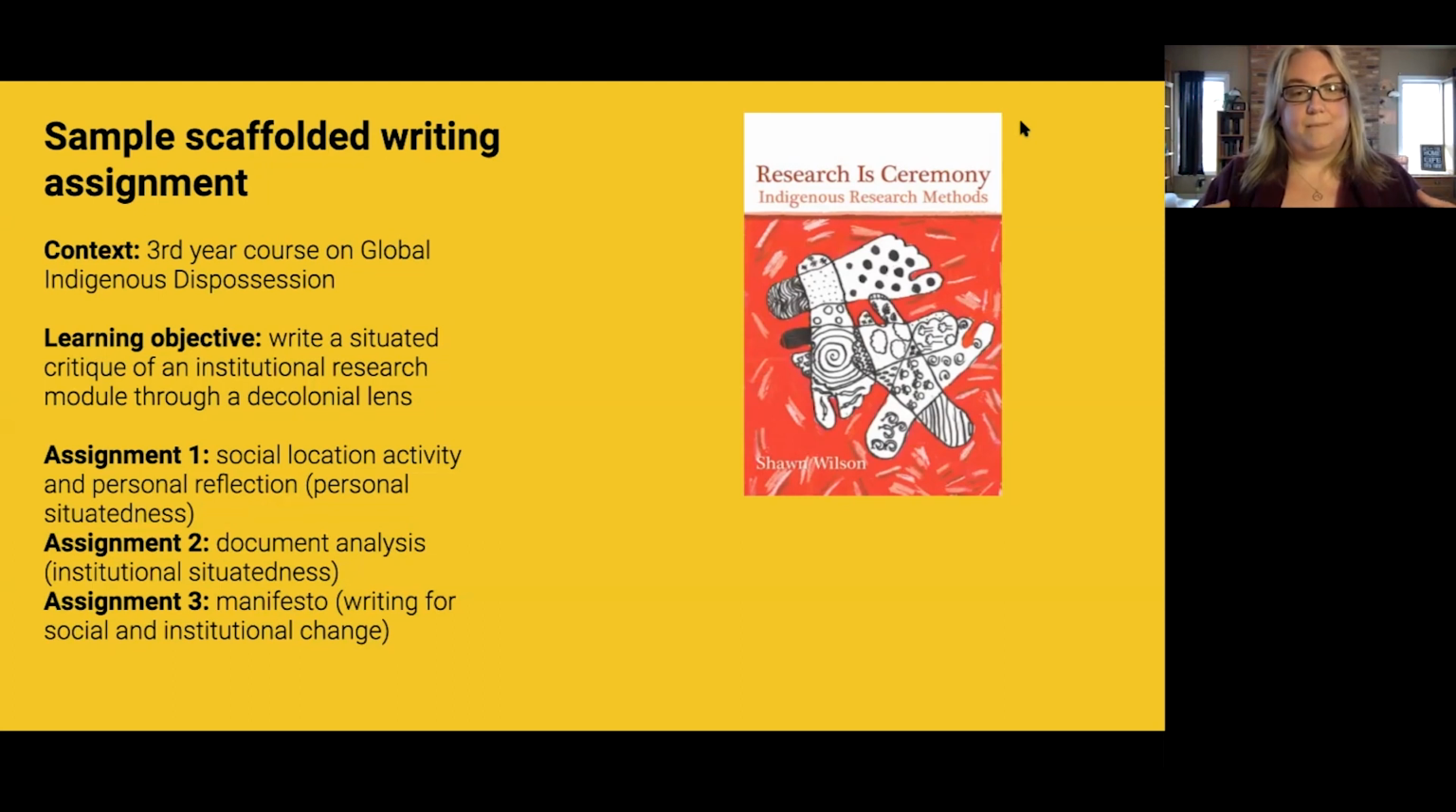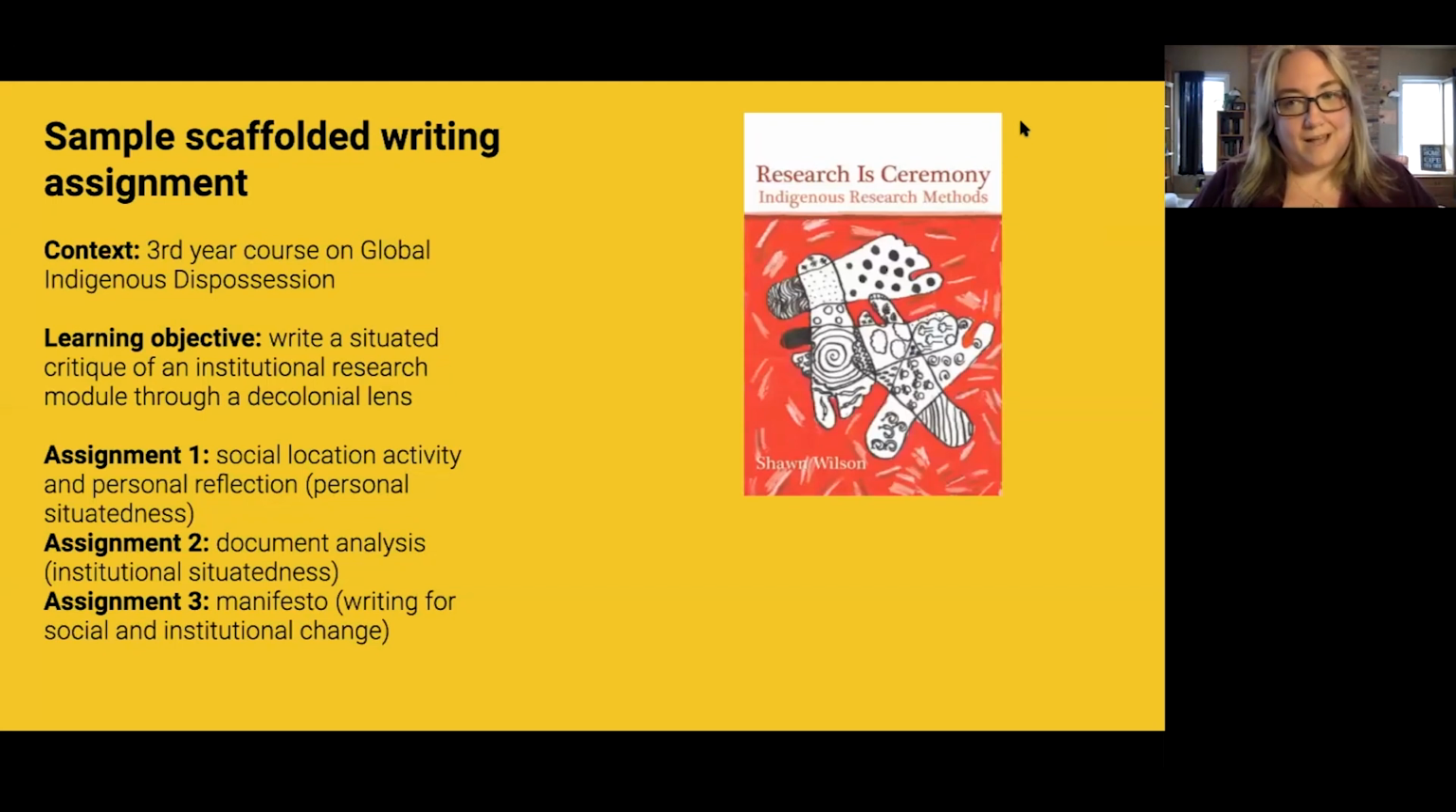So to get the students thinking about their own personal situatedness and how who they are as people and the communities to which they belong will have an impact on how they approach the research and the writing work and the communities of learning that they're involved in. The second assignment was to complete a document analysis. So here they were looking at an institutional module on methodologies for working with Indigenous peoples and communities in research processes. And they were looking not just at what those processes were, but also the entire framing of the document.